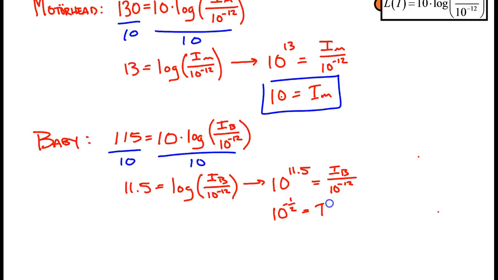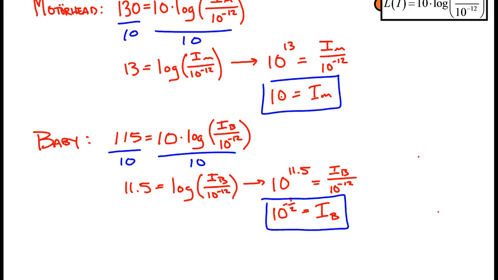That equals the intensity of the baby. Now, how did I know it was 10 to the negative 1/2? Well, when I multiply two powers that have the same base, I add the exponents. 11.5 minus 12 is negative 1/2. So this 10 to the negative 1/2, that's my intensity of the baby.